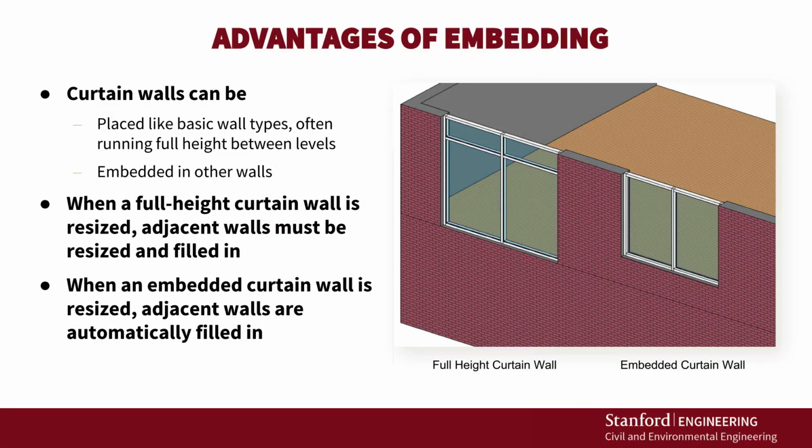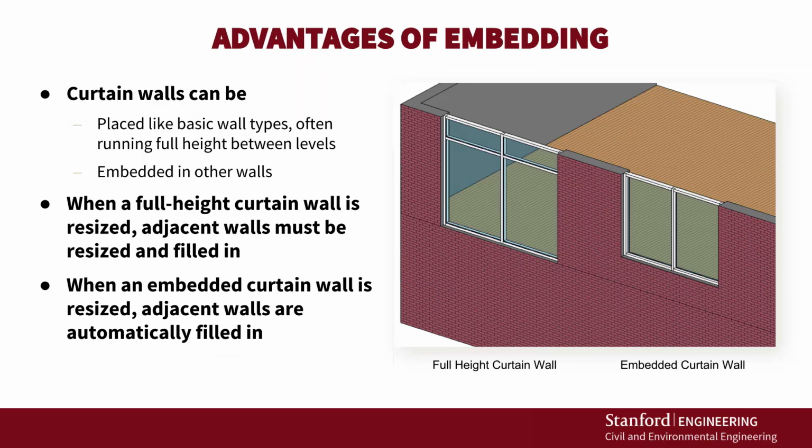When placing curtain walls, you can take advantage of a special placement mode called embedding, which has some advantages. Now, curtain walls can be placed like basic wall types, often running the full height between the levels of your model, but they can also be embedded in other walls.